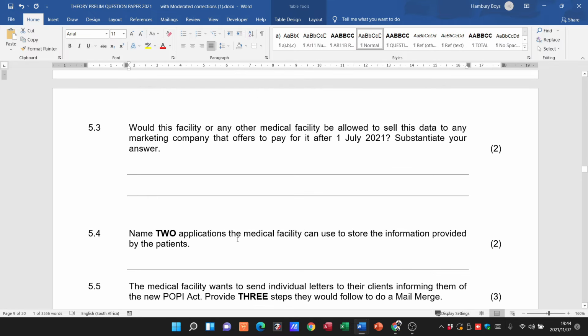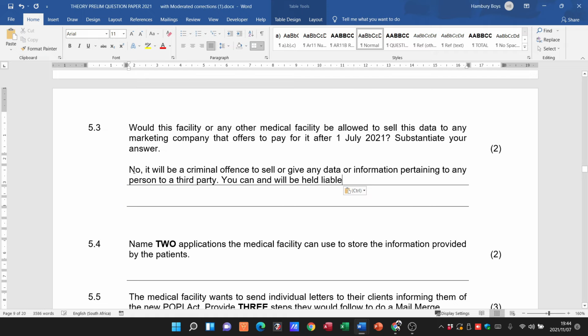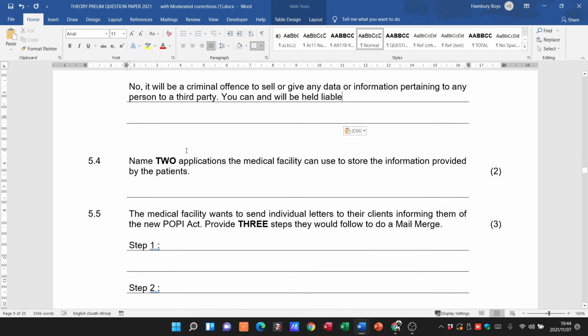Then, would this facility or any other medical facility be allowed to sell this data to a marketing company that offers to pay for it after the 1st of July 2021? So you have to read that extract. So the answer is going to be the following. No, it will be a criminal offense to sell or give any data or information pertaining to any person to a third party. You can and will be held liable. So you can see, based on the POPIA Act, it is a criminal offense for them to take your data and to give it to anyone else.